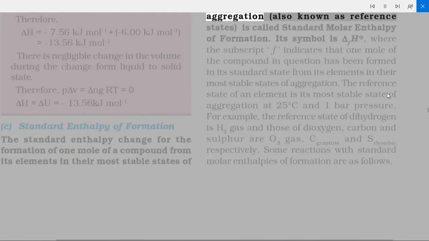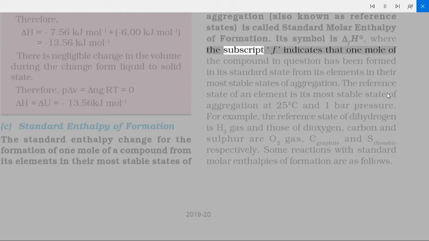Aggregation, also known as reference states, is called standard molar enthalpy of formation. Its symbol is ΔfH°, where the subscript f indicates that 1 mole of the compound in question has been formed in its standard state from its elements in their most stable states of aggregation.